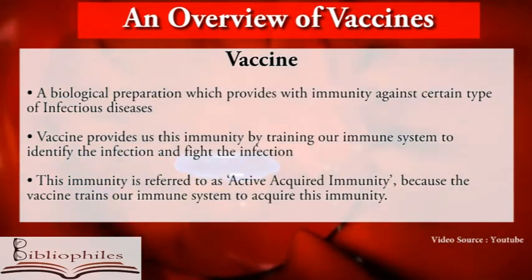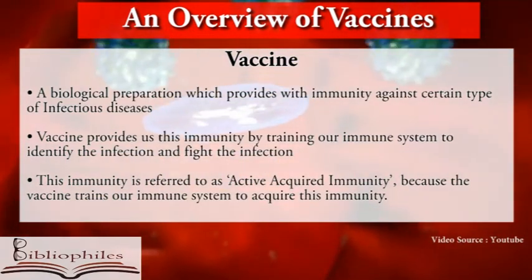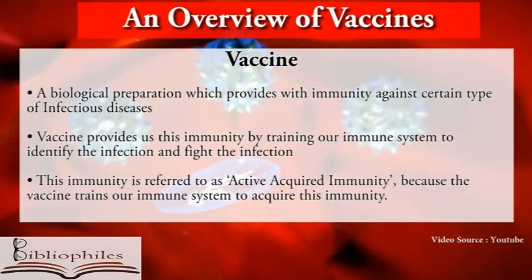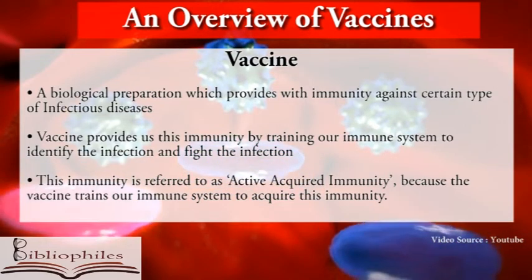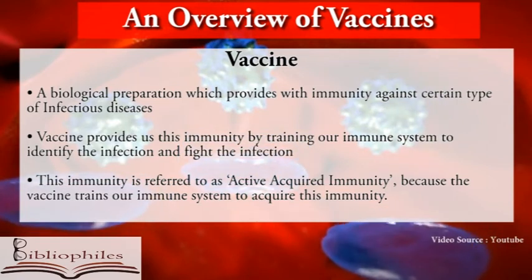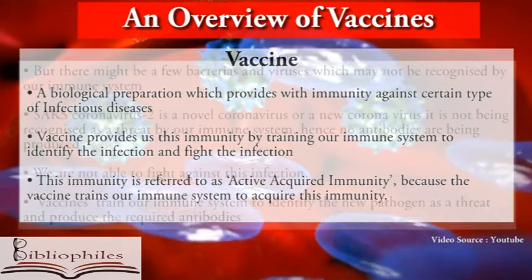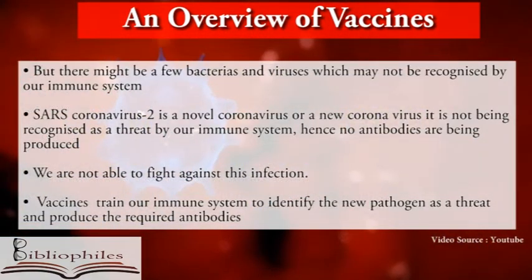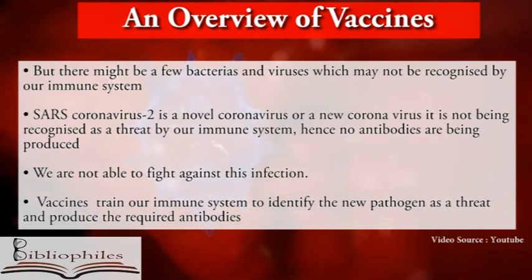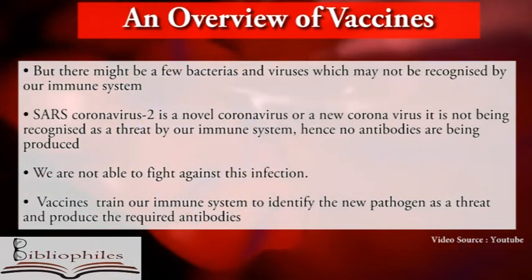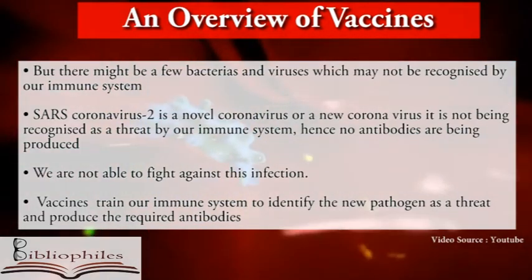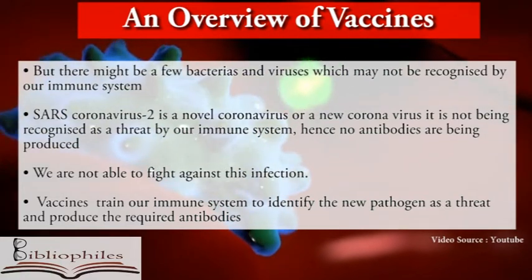See, whenever a foreign pathogen enters our body, generally the immune system recognizes it as a threat, and this activates the immune system to produce antibodies which fight against the foreign pathogens. Generally, this is how our immune system protects us against infectious diseases, but there might be a few bacteria or viruses which may not be recognized by our immune system. It may be that our immune system has never been exposed to them.